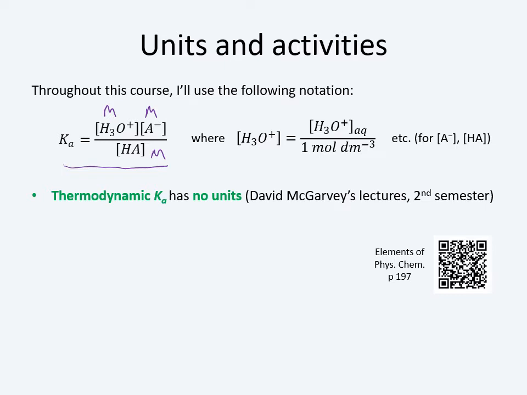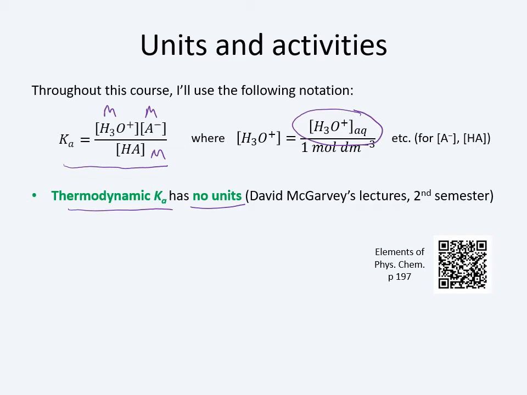Now, that's not actually true, okay? Ka has no units. Thermodynamic Ka has no units, as noted there, and you're going to learn a bit more about that with Dave McGarvey next semester. The reason for this, and the way we think about it in the equilibrium formula, is that the reality is we measure the aqueous concentration of acid, and before we put it into this formula we divide that by 1 mole per decimeter cubed.